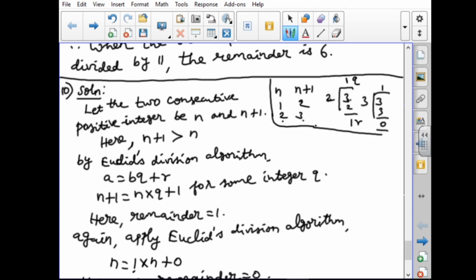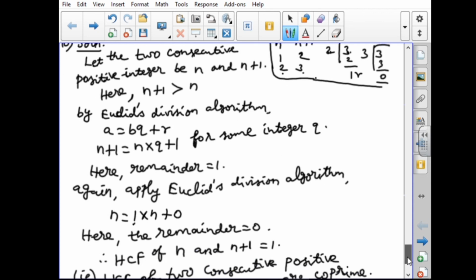Take any two numbers, I take 2 and 3. When I divide like this, we get the remainder 1. Always we divide n + 1 by n and get the remainder 1. The quotient I take here is only an example, so the quotient is not always 1, but the remainder is always 1. So r will be 1. The remainder is 1, so again we use the same process.